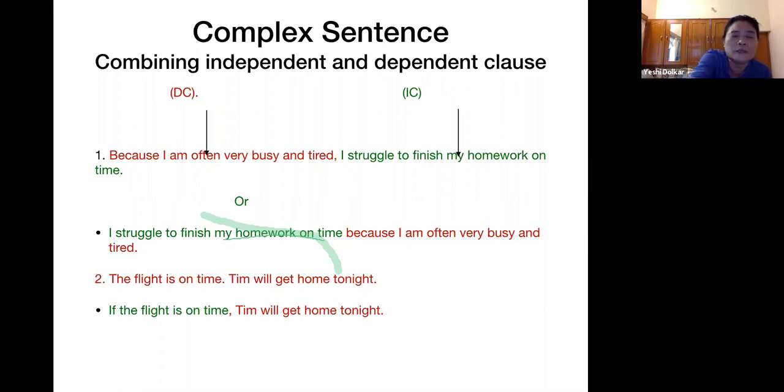In other words, it made the first clause, this clause over here, a subordinate clause or a dependent clause. Another word for dependent clause is a subordinate clause. Some dependent, some subordinate. Just like if the flight is on time, you get an independent clause.